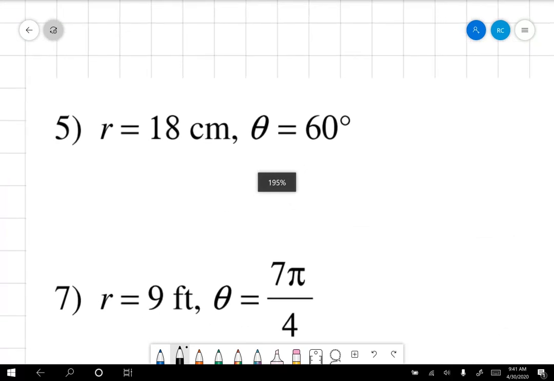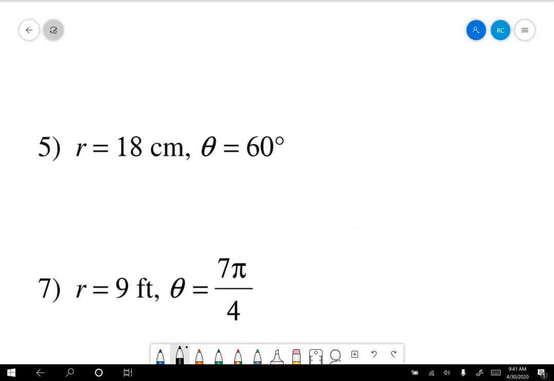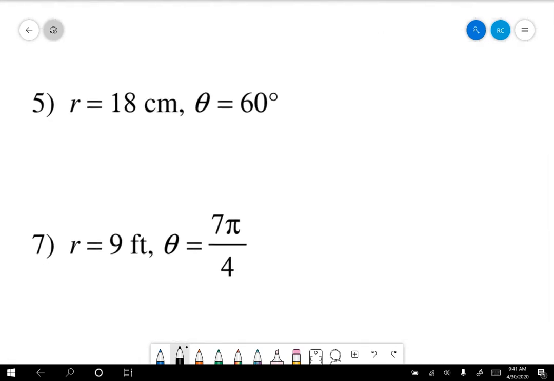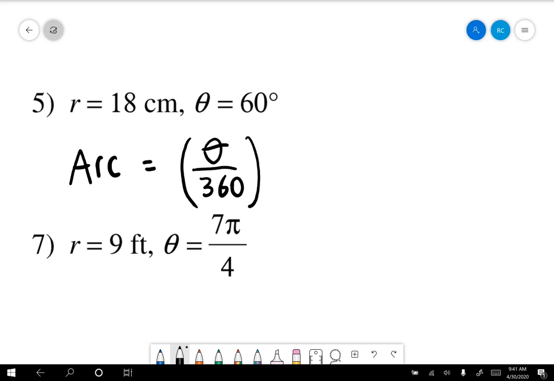This time we're not given a circle, we're just given a radius and a theta. And this theta, for number 5, is in degrees. So let's remind ourselves, in degrees, you have to take theta and divide it by 360. And again, that is theta in degrees. And you multiply that by 2 pi r. Man, radians make it so much easier.